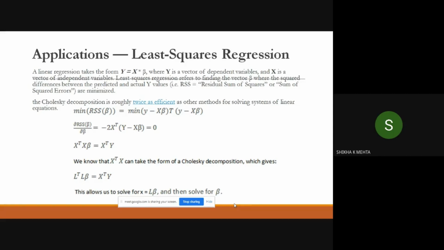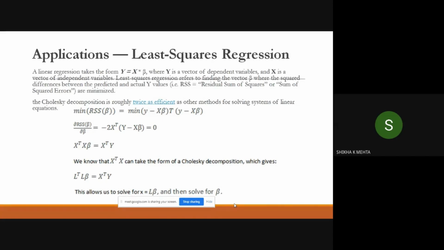As I told you, Cholesky decomposition is used in least-square regression. So here you see a linear regression. It takes the form of y is equal to x into beta, where y is the vector of dependent variables, that is the output that we basically try to find out, and x is the vector of independent variables. That means they can be the features on the basis of which we compute the value of y.